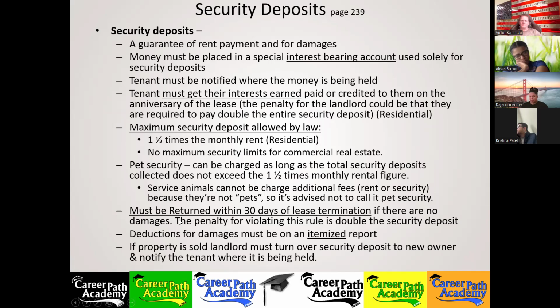Security deposits must be returned within 30 days of lease termination. So if there's no damages, the landlord needs to return the entire security deposit within 30 days. The penalty for violating that rule is double the entire security deposit that the landlord is holding for the tenant.